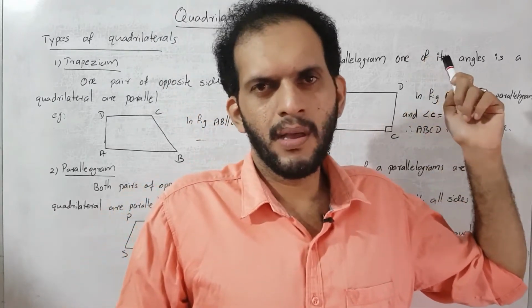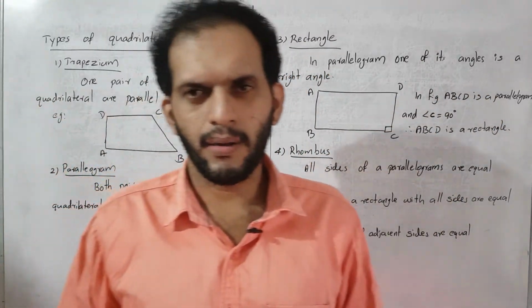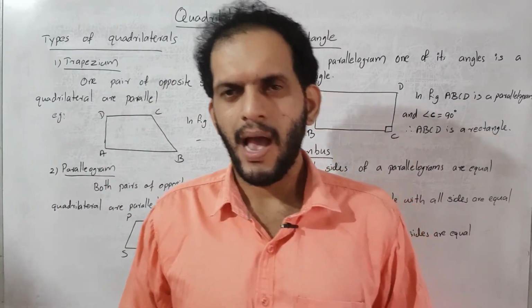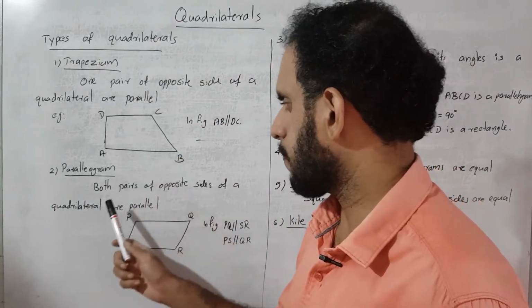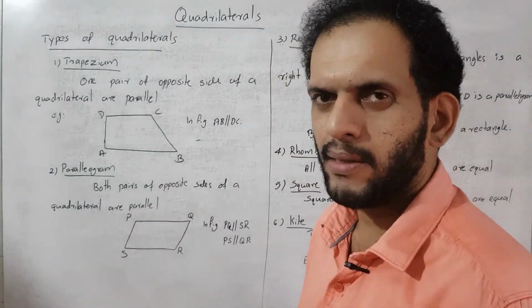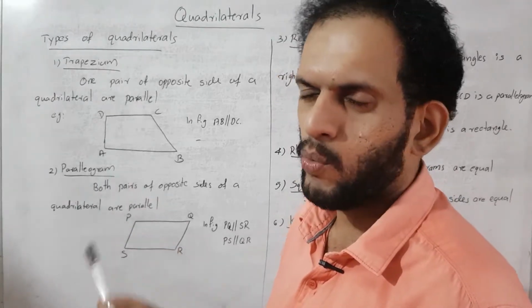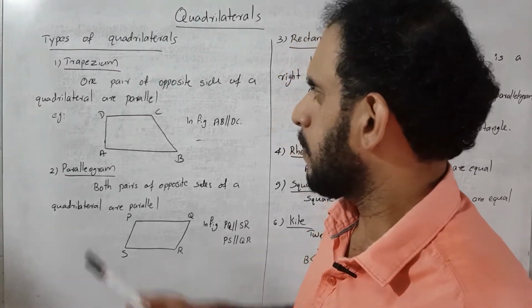A rectangle is a parallelogram, correct? A rectangle is a parallelogram, but all parallelograms are not rectangles. Clear? And what is a parallelogram? Both pairs of opposite sides are parallel. If both pairs of opposite sides of a quadrilateral are parallel, it is a parallelogram. Then what is a trapezium?